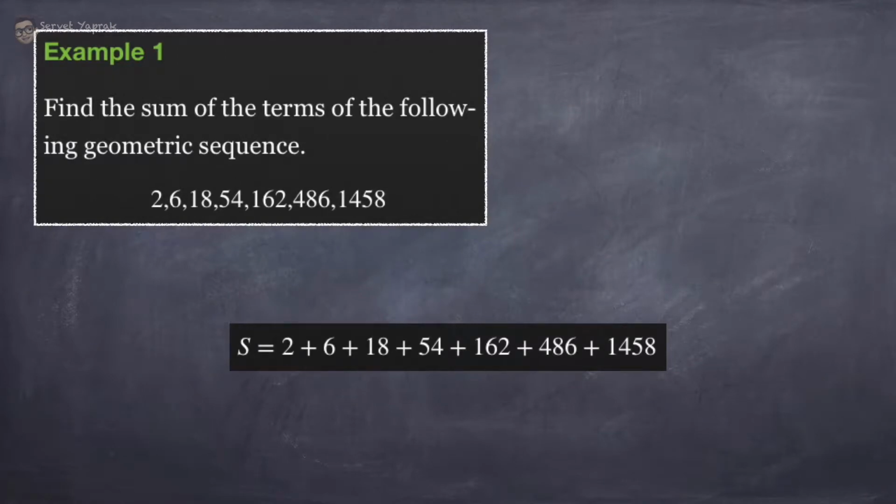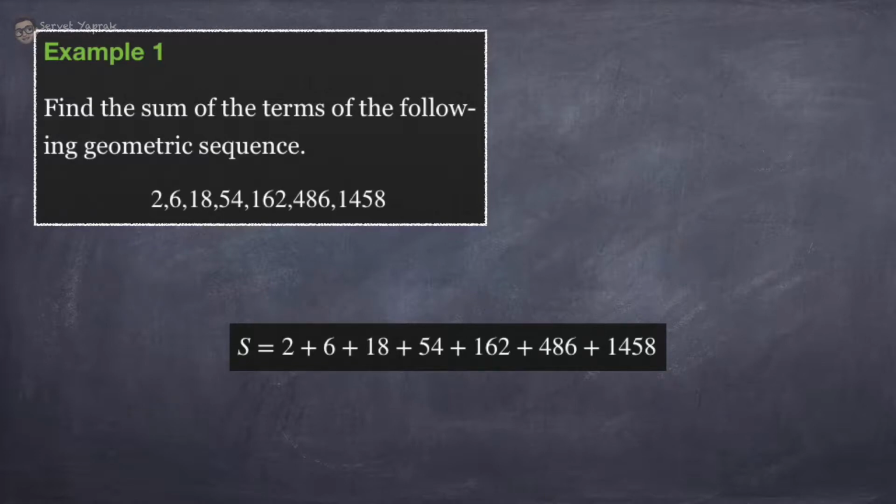We have this geometric sequence here, 2, 6, 18, 54 and so on, and we want to find the sum. So the sum is this, 2 plus 6 plus 18 up to 1458. We can calculate this sum, but it takes quite a while. We can develop a method to find the sum easily.